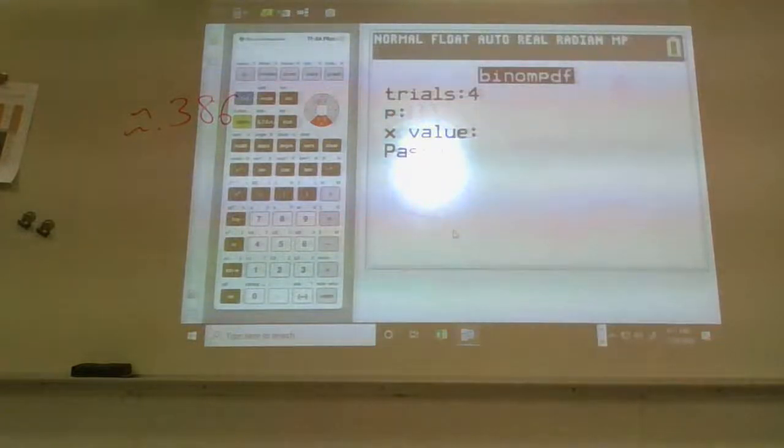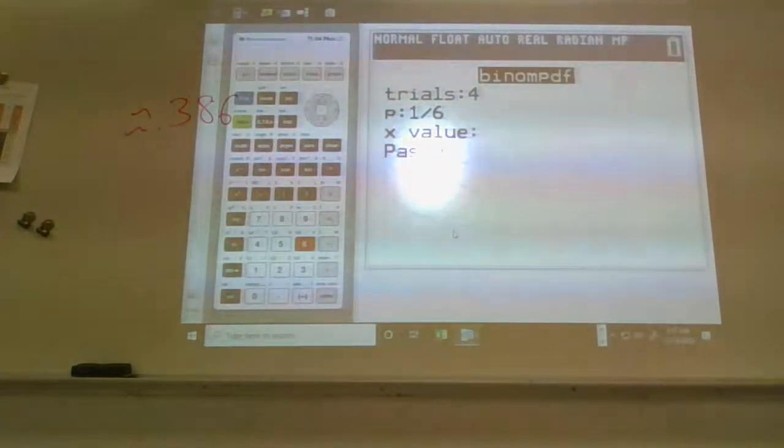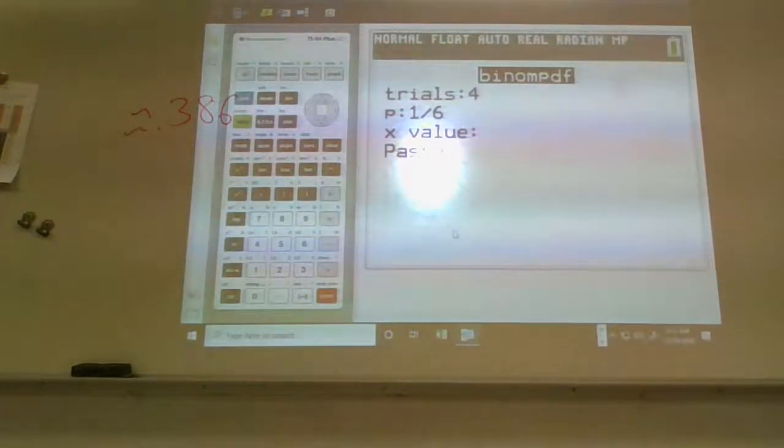1 out of 6. But check this out. Look how I'm typing this in. Look how I'm typing that in. Now, when I hit enter, it's going to change it. I believe it's going to change it to a decimal. I believe it will. Oh, no, it didn't. Good for me. Did it change it to a decimal on yours? Sweet.